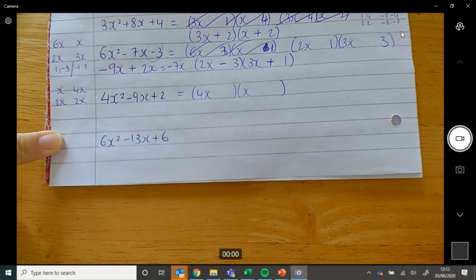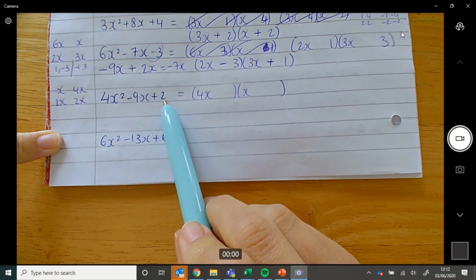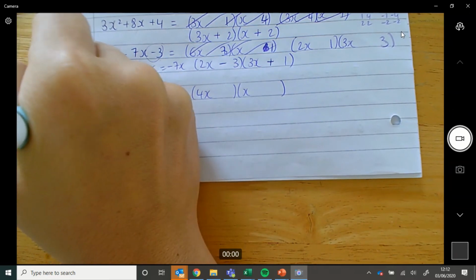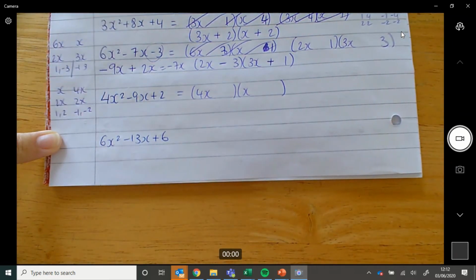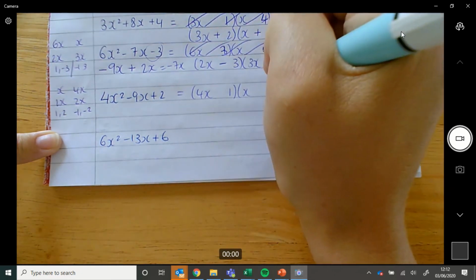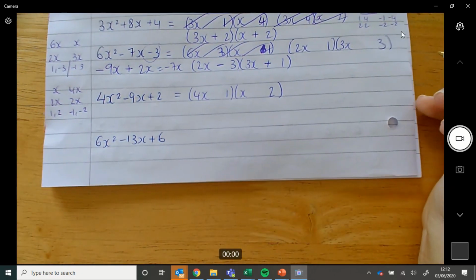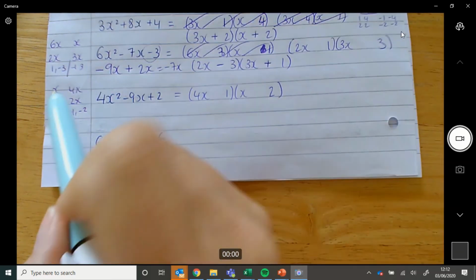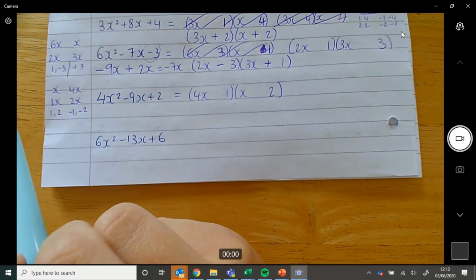Again, trial and error, seeing what we can do. Again, the question's fairly nice because the only way to make positive 2 is either 1 and 2 or -1 and -2. So I'm going to try out the 1 in this position first and the 2 in this position and see what happens. If it doesn't work, I'm going to swap the 1 and 2 over. If they don't work, then I'll try the second pairing of the x's.